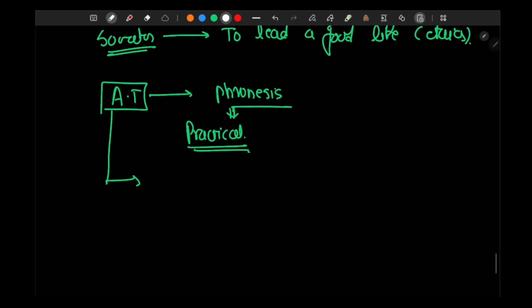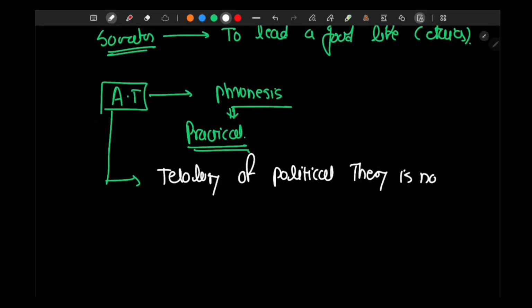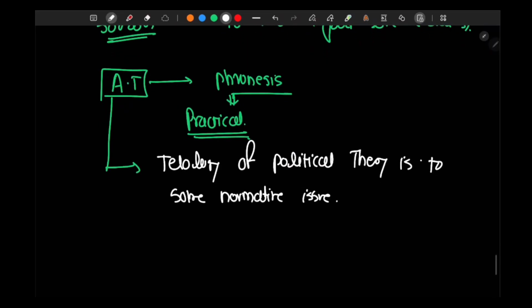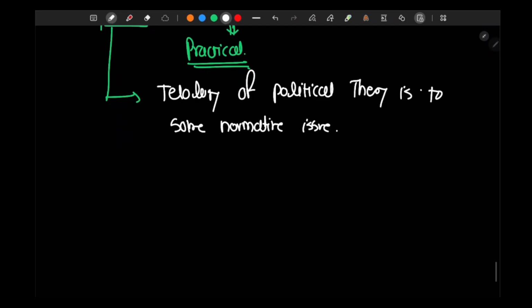And he suggests that the teleology of political theory is to solve normative issues. The final cause of political theory is to solve normative issues, normative dilemmas.